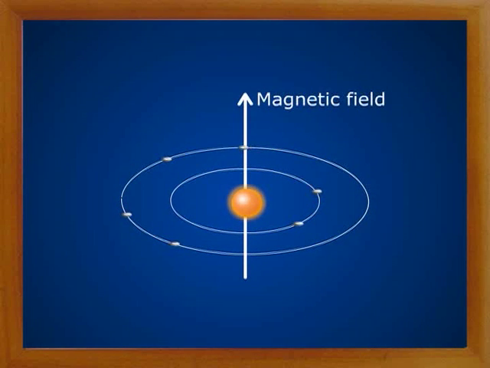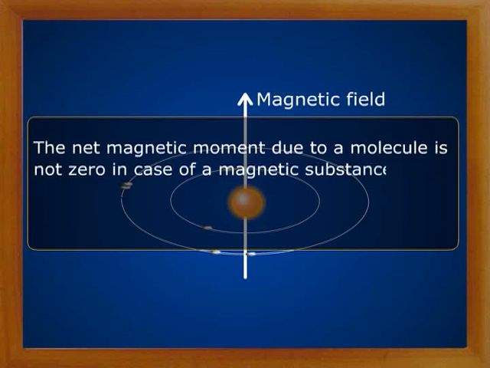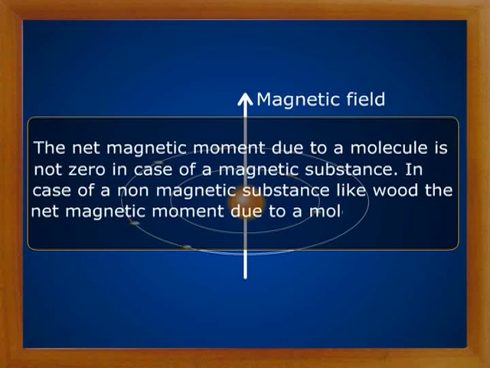Also, the spinning motion of an electron produces a magnetic moment. Thus, the net magnetic moment due to a molecule is not zero in case of a magnetic substance. In case of a non-magnetic substance like wood, the net magnetic moment due to a molecule is zero.